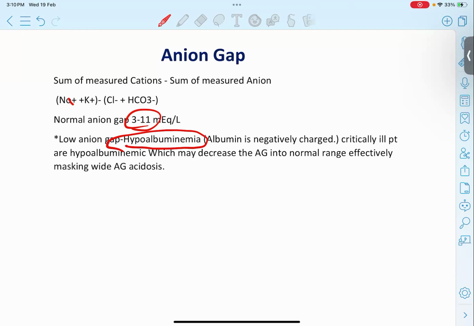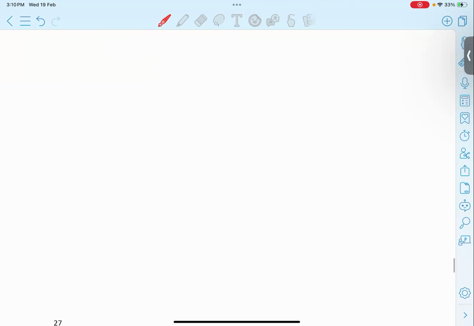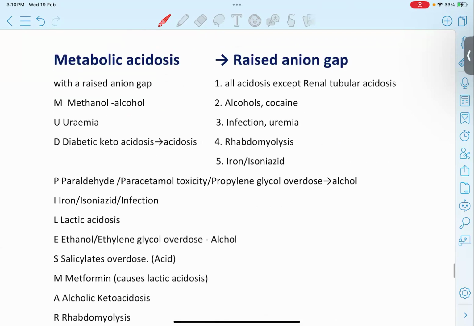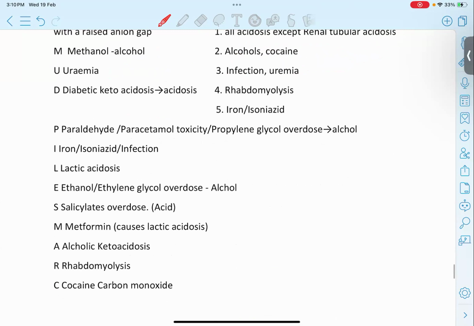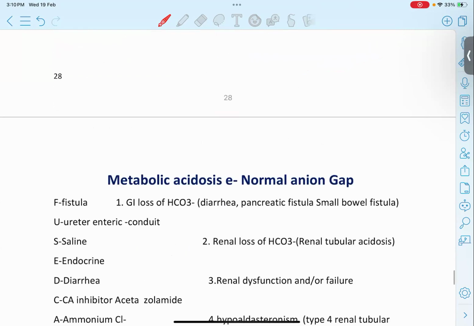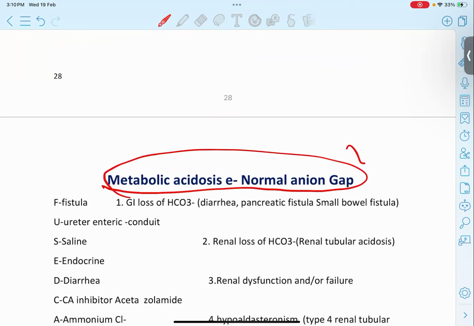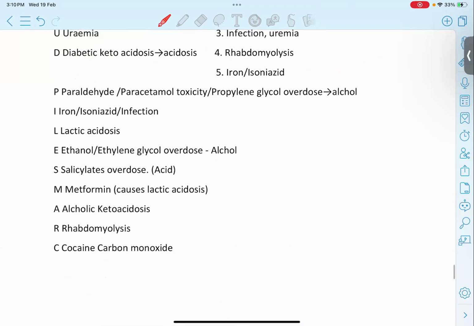So low anion gap, we find it in hypoalbuminemia. And there are some situations where there is raised anion gap. Very, very important: metabolic acidosis with raised anion gap, metabolic acidosis with normal anion gap. Okay, these two charts are very, very important.